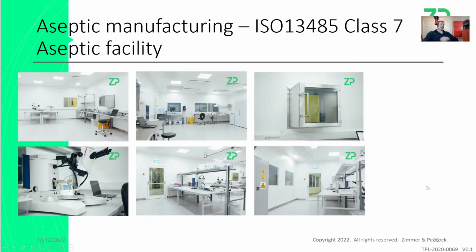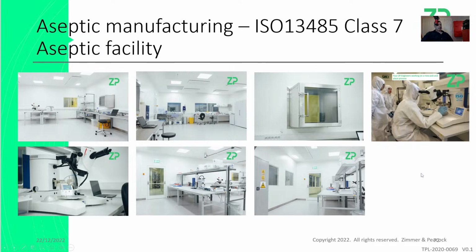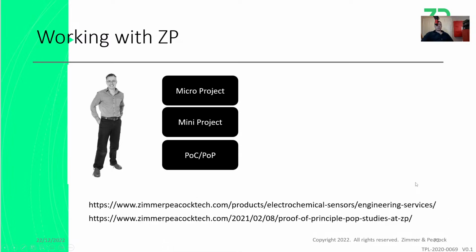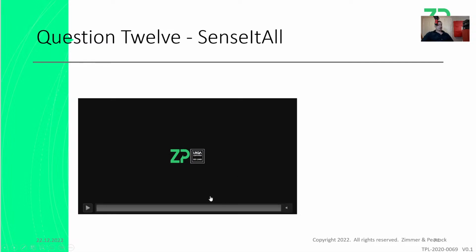It's probably worth saying that at ZP, we are ISO 13485. We have what's called a Class 7 clean room. It does have Class 5 zones on it, and it's for what's called aseptic manufacturing. So we are manufacturing CGM sensors, both transdermal and implantable, in this facility. And I think this is the only contract facility that specializes in CGM in the world. So we do have a uniqueness in the ability not only to develop but also to manufacture glucose sensors as well. So you can work with us on micro projects, mini projects, and also what we call proof of concept projects as well.